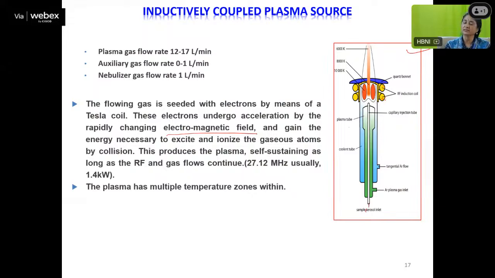As long as you are passing the RF current here, the electromagnetic field is there, there is acceleration of the electron, and therefore your plasma will be sustained. Once you stop the RF power, your plasma will shut down. So this plasma has multiple temperature zones, as has been shown here. You can see 6,000, 8,000, 10,000. So the maximum temperature of the plasma is 10,000 degrees Kelvin, but the analytical zone has a temperature of around 6,000 to 6,500 degrees Kelvin.